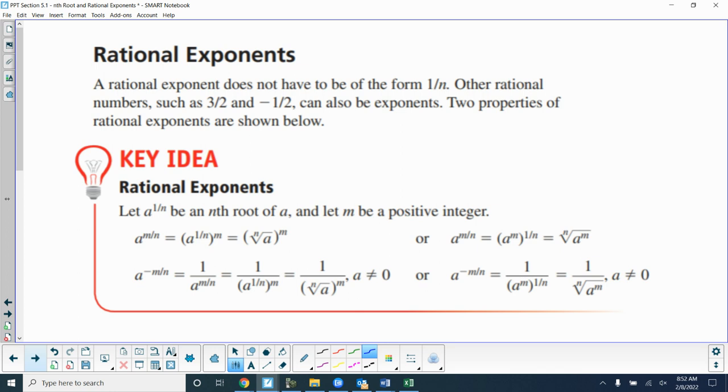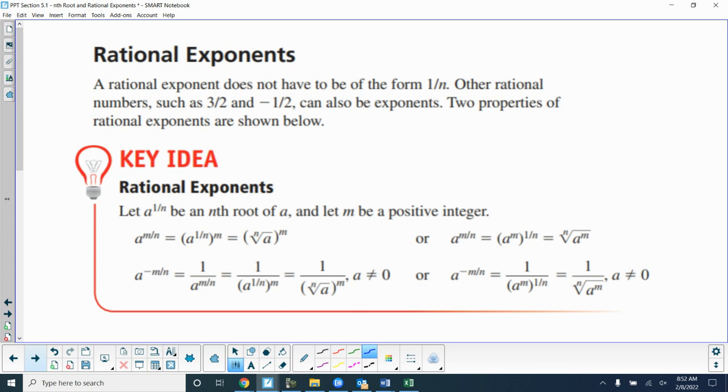All right, rational exponents. A rational exponent does not have to be in the form 1 over n. Other rational numbers, such as 3/2 and -1/2, can also be exponents. So it says 2 properties of rational exponents are shown. All right, so a to the m over n power is the same as a to the 1 over n times m power, or the nth root of a to the nth power. All right, so we just did that anyway, right? In that first slide we were doing, you guys saw how we could do that, right?